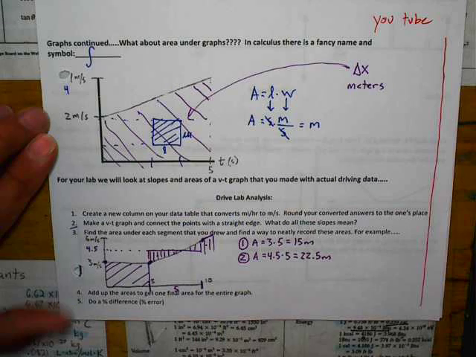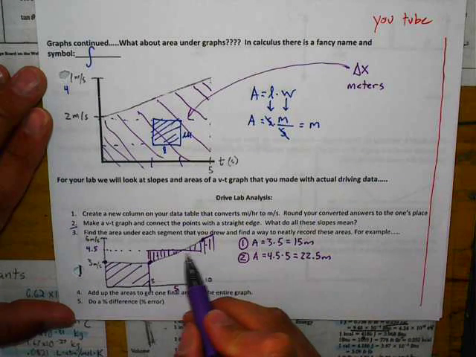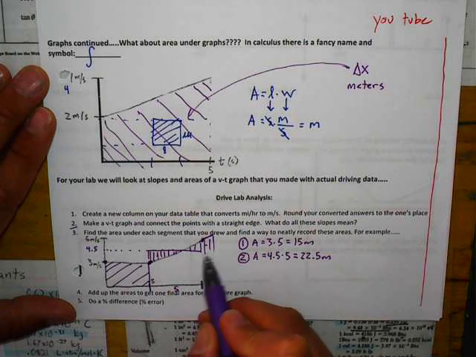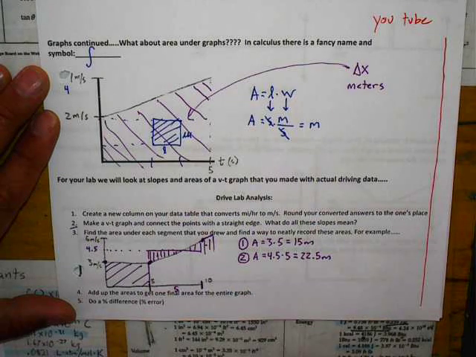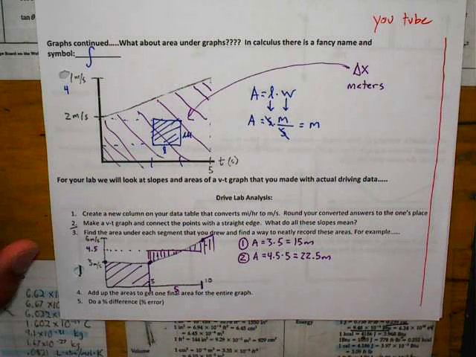So for all of your portions of your graph where you have a slope right here, for those 5-second intervals, you are going to do what I just did. You're going to use the average velocity, which basically makes this shape a rectangle. Okay, so you're going to do that for all of your portions of your graph.